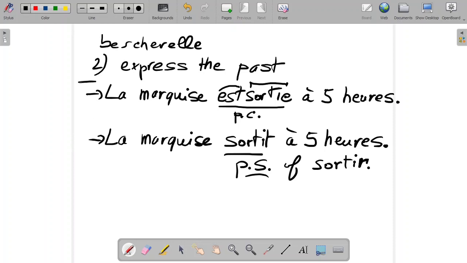So, okay, so that's the main usage of the passé composé. It expresses the past just like the passé simple. Very simple. Okay, so let's move on. So the next topic is gonna be the passive voice, and you're gonna understand why I bring this up. Oh yeah, I forgot to translate that sentence. Okay, so la marquise, the wife of the marquis, est sortie, went out at 5 o'clock, and the other one is the exact same thing. I use basically the preterite for both. Okay, so let's move on.